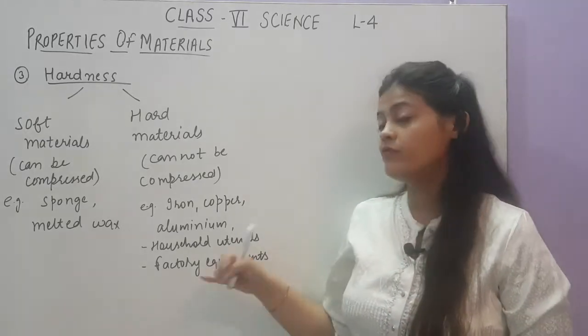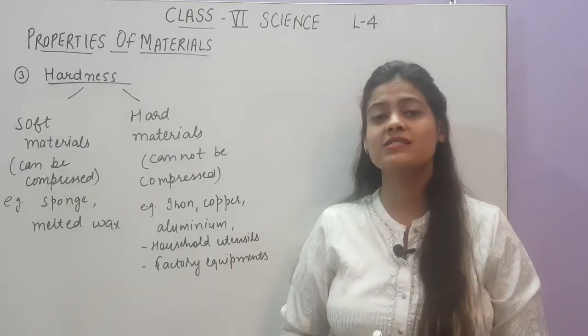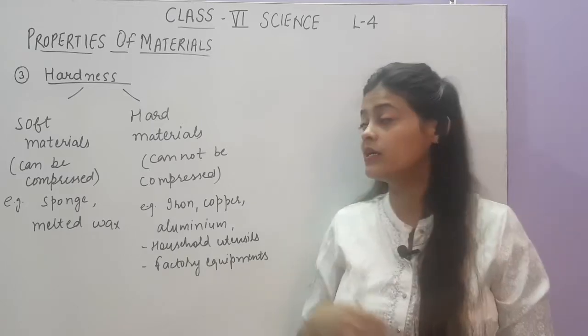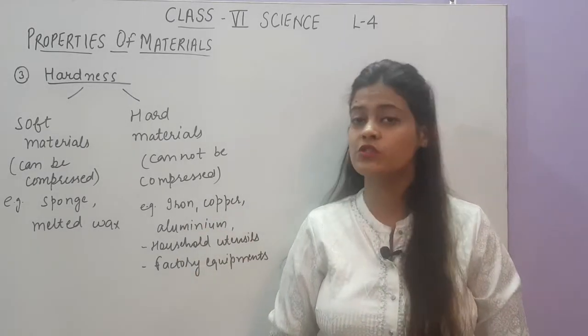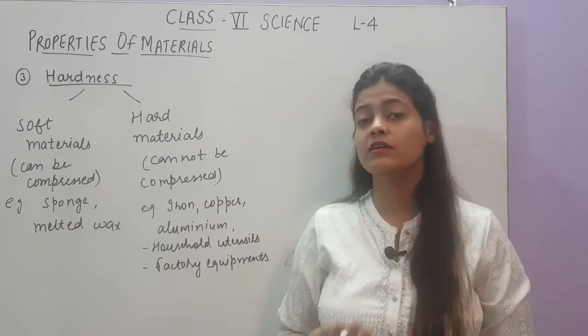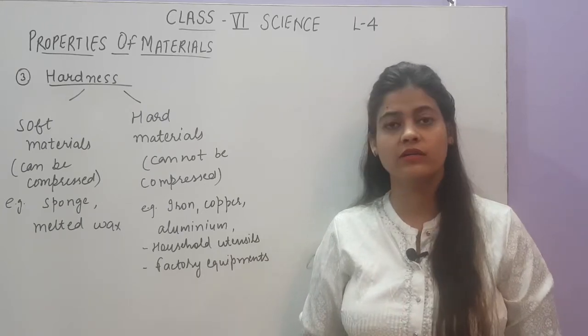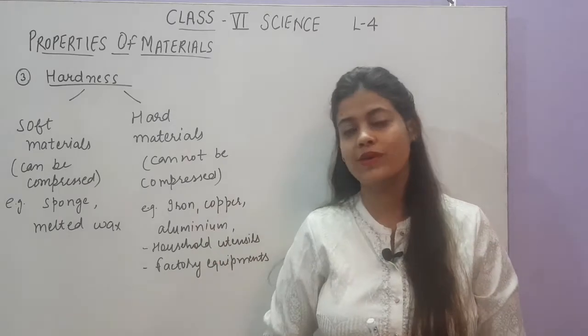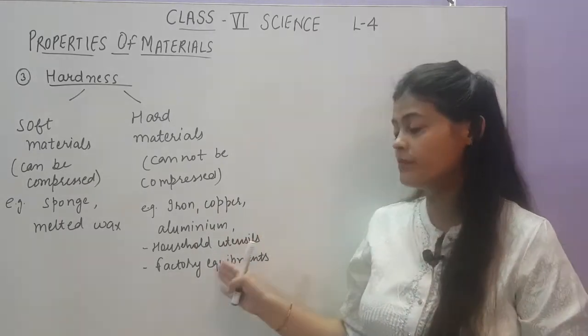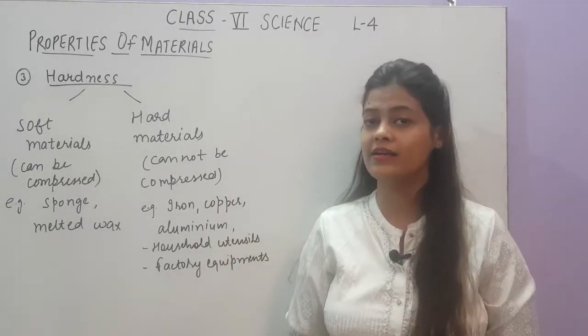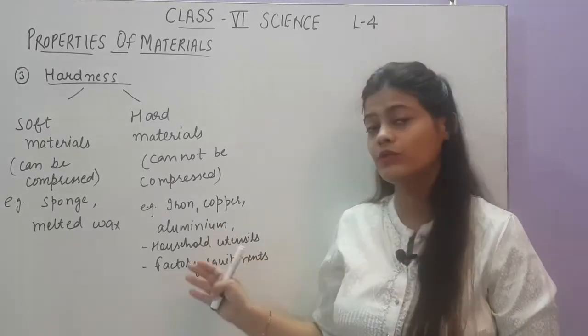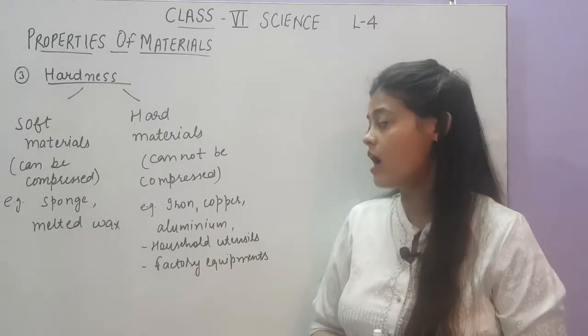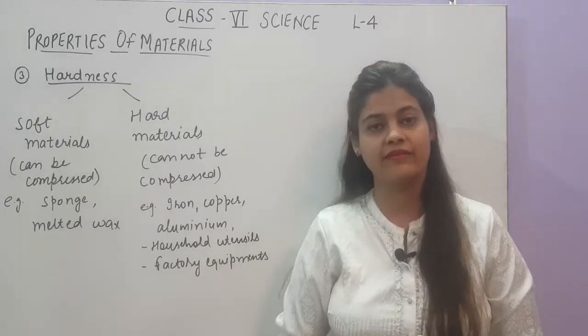materials. Factory equipment, most of the things are made up of hard material, but there are many things which are made up of soft material also, like clothes, they are made up of cotton, silk. These things are soft, that is why they are used to make these things. And hard materials are hard in nature, that is why we use them for making household equipment and factory equipment.